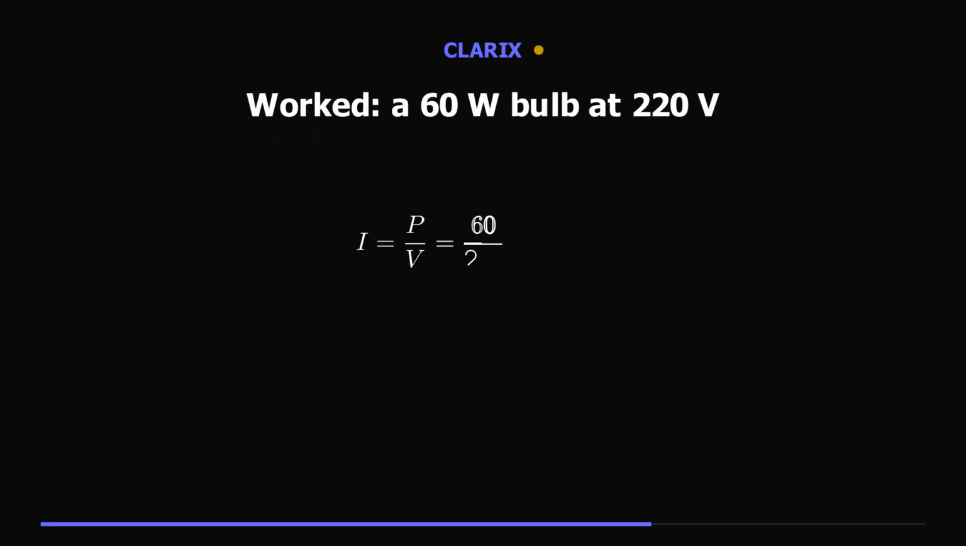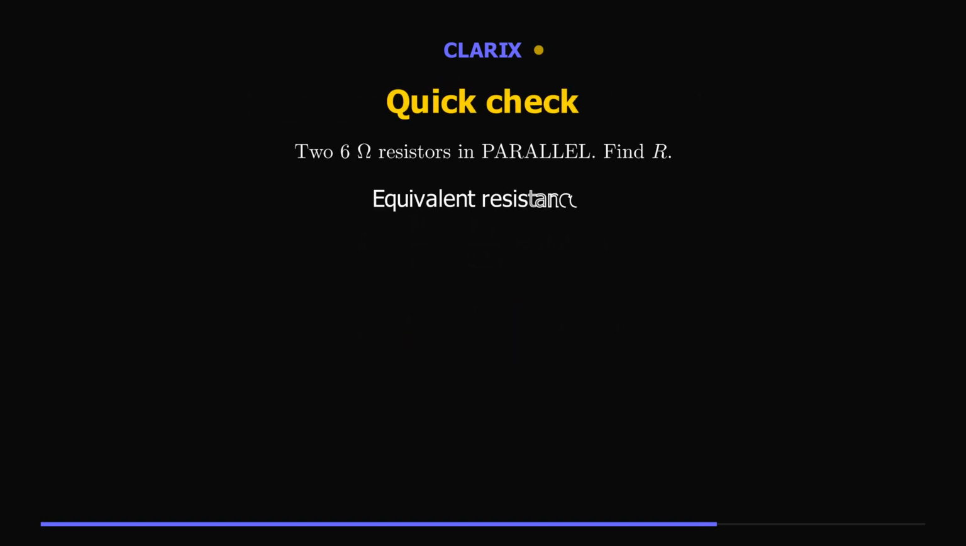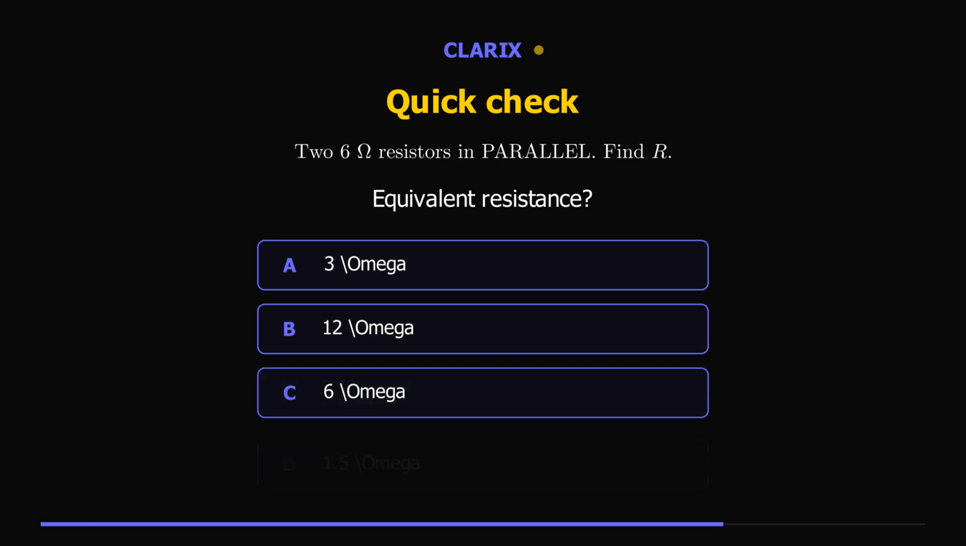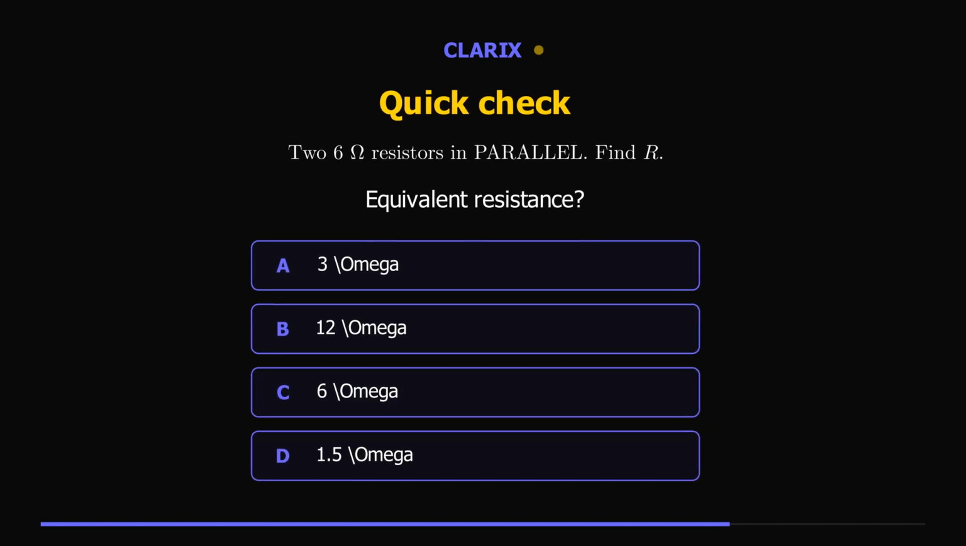Let's compute. A bulb is rated 60 watts on a 220-volt supply. The current it draws is power over voltage, 60 over 220, about 0.27 amperes, and its resistance is V squared over P, 220 squared over 60, which is about 807 ohms. 3 formulas, 1 bulb. Your turn. The question's on screen. Pause if you like, but try it first. 10 seconds. Go.